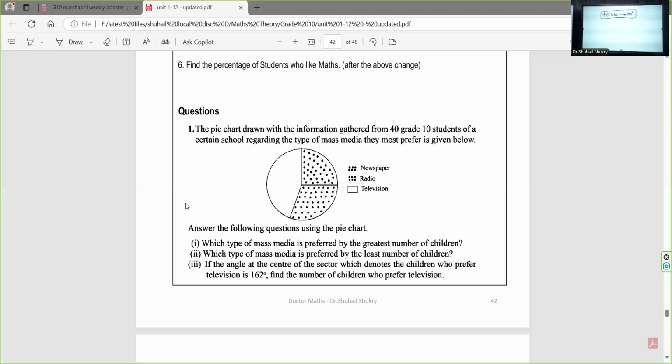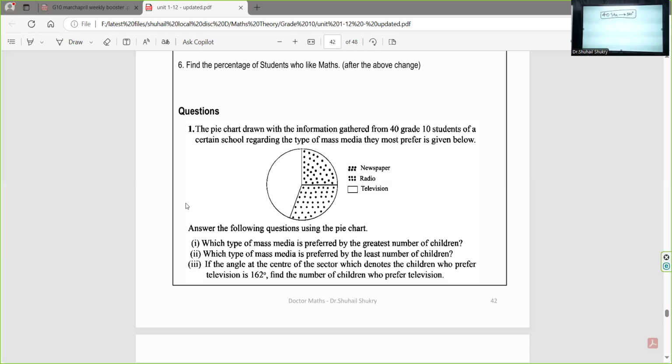So which type of mass media is preferred, by the method, television? Nowadays, I don't think you are watching TV. Are you watching TV? Is anyone sitting in front of the TV like grandmothers, watching tele dramas? No one? You all watch whatever you like on YouTube now. Some of you may watch Netflix too.